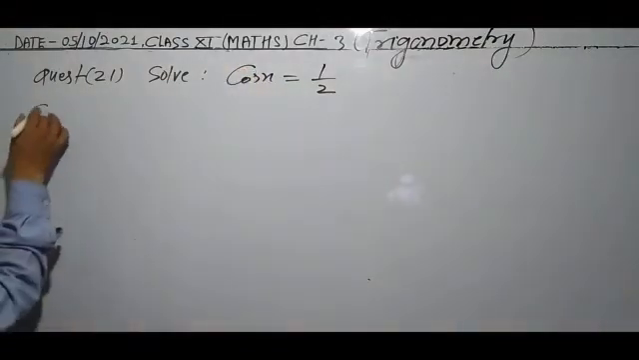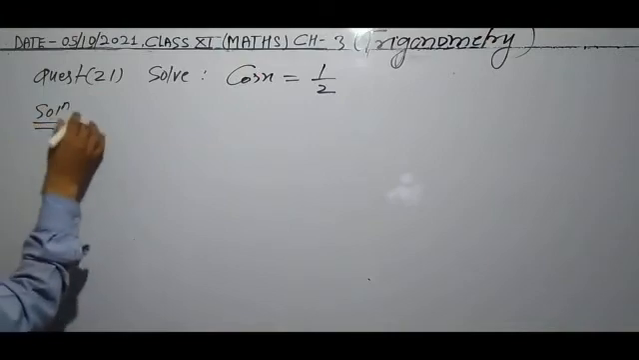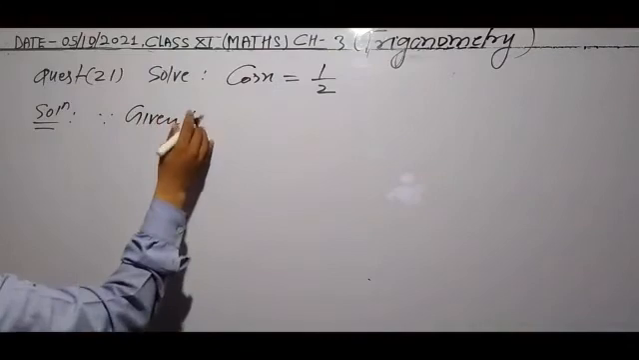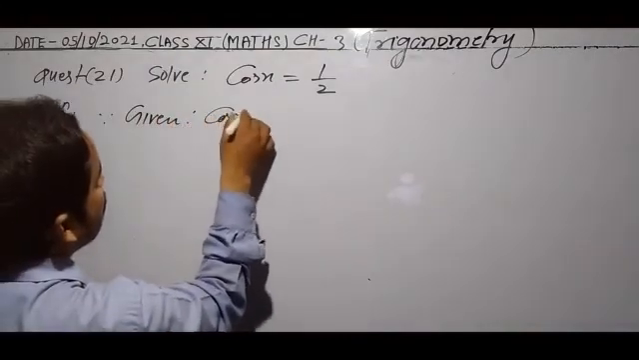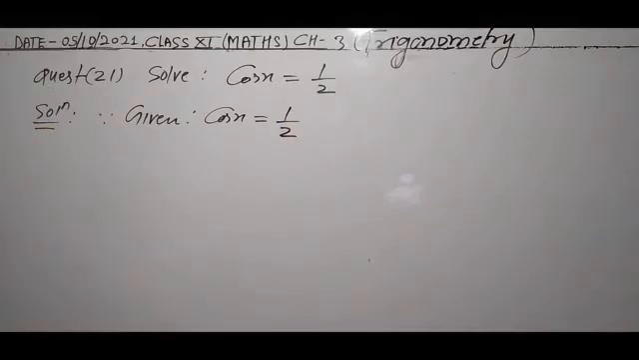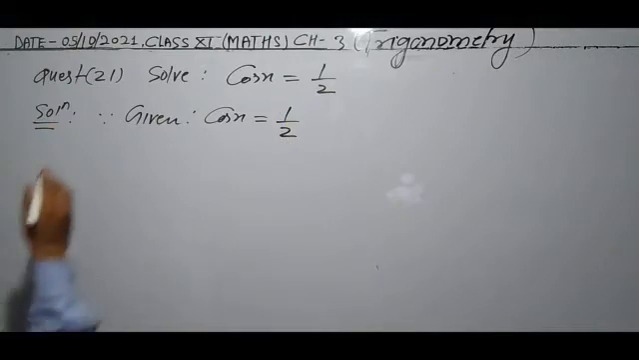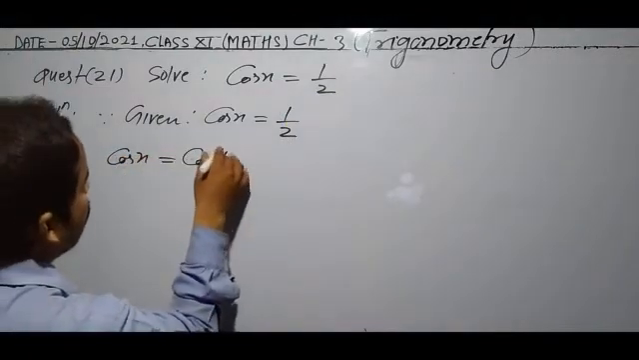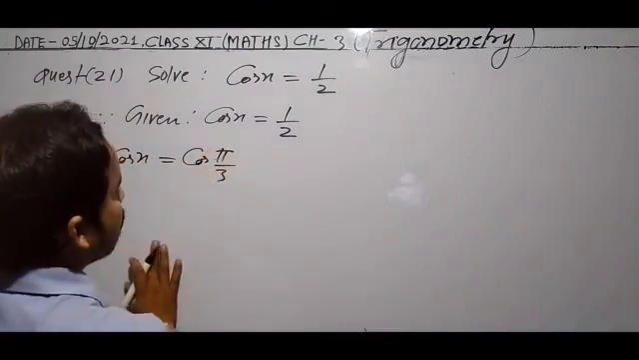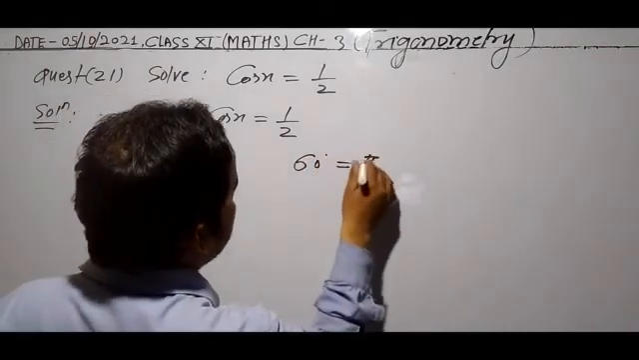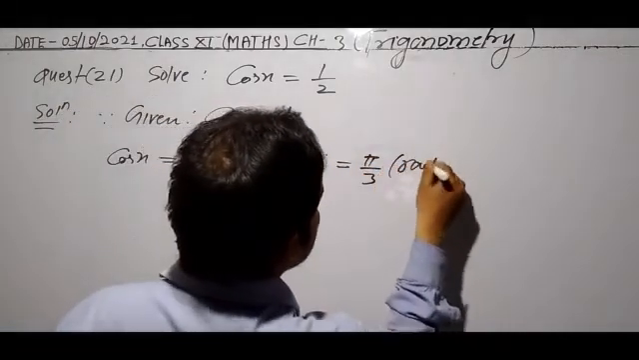So the solution is here. Since given cos x is equal to 1 by 2, and you know the value 1 by 2 in cos is cos of pi by 3. So cos x we can write as cos of pi by 3, because you know 60 degree is equal to pi by 3. Pi by 3 is in radian.